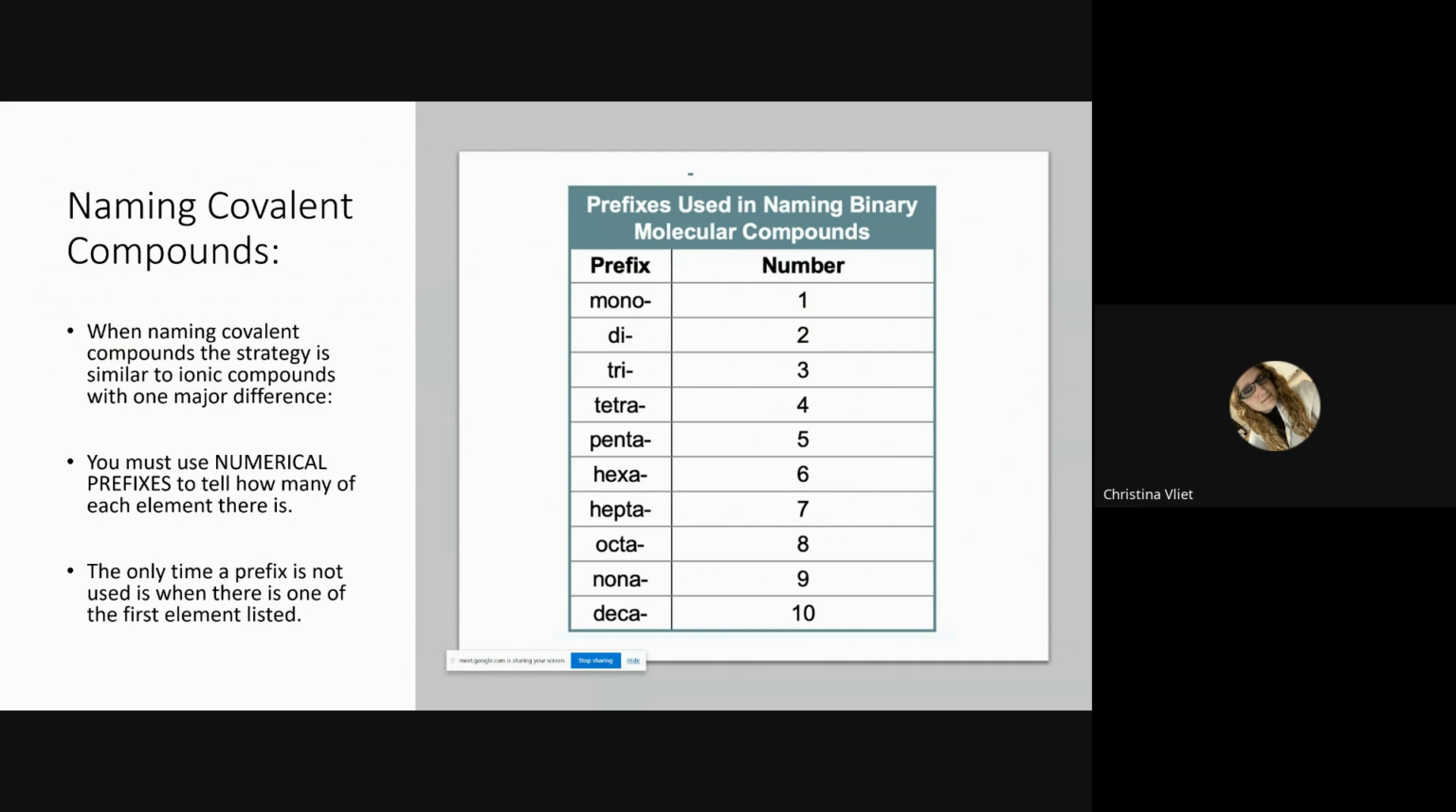When you're naming covalent compounds, you do almost the same thing as for ionic compounds, except with one big difference. You have to use numerical prefixes for how many. The reason is that in ionic compounds, you know how they're going to combine based on their charges. Like I know if Na is +1 and oxygen is -2, there's only one way that sodium and oxygen can combine. Whereas with carbon and oxygen, there's a plethora of ways those elements can combine and share their electrons.